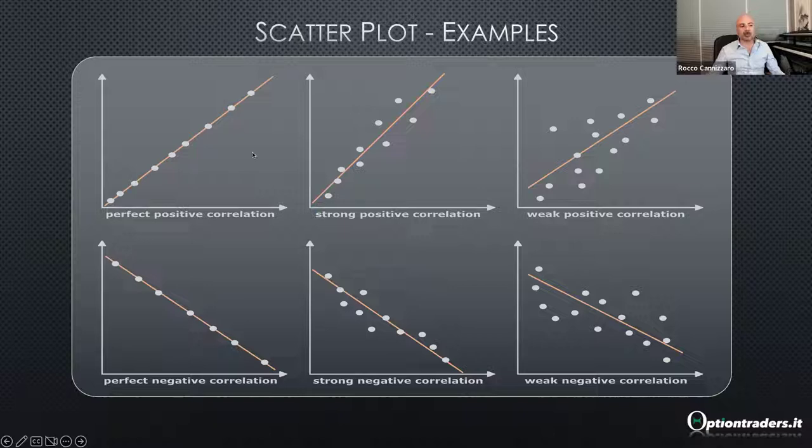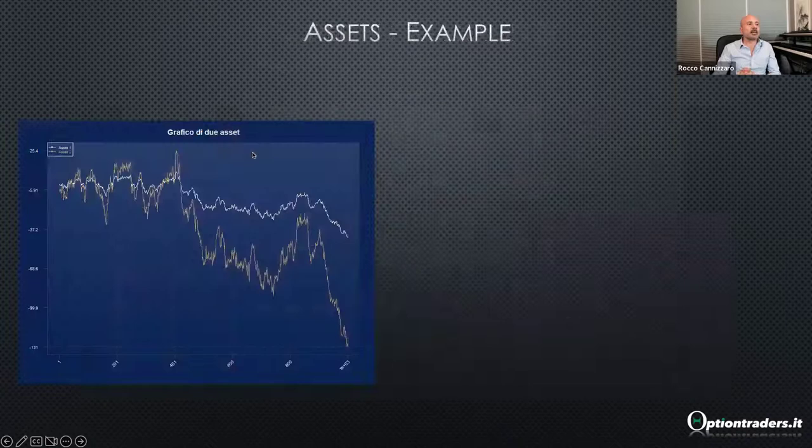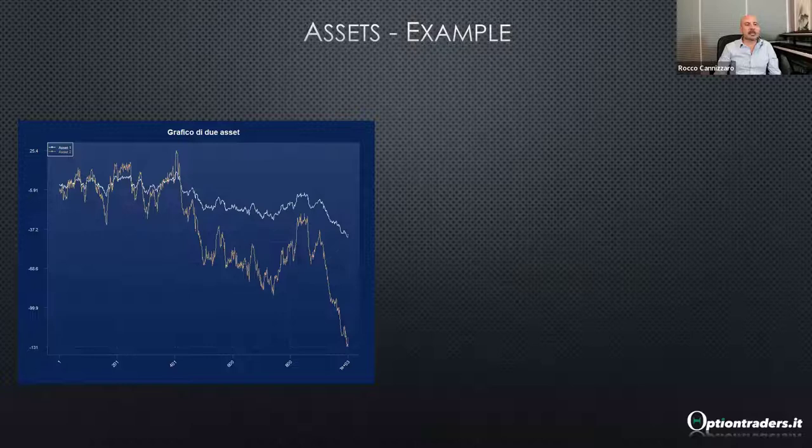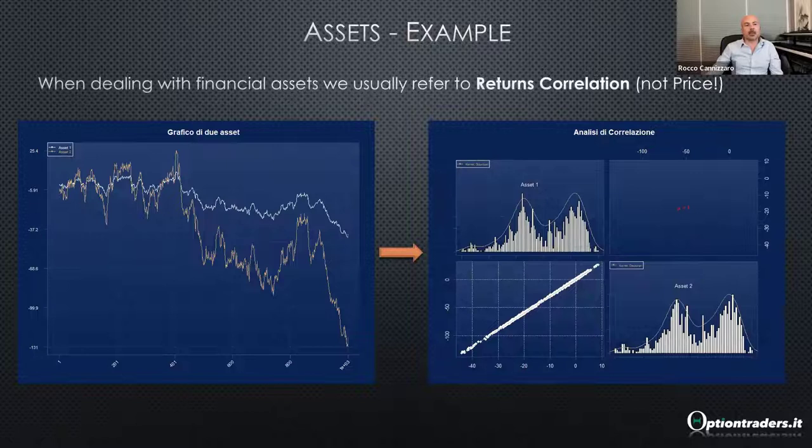So here's an example of two assets. And just by looking at the assets, you cannot really say whether they are correlated or not. It's very hard to do with the naked eye. So that's why we have to use these calculations. What we do is we never really do the correlation of the price itself. We calculate the returns, typically daily returns, log returns, whatever. And we calculate the correlation of the returns of these two assets.